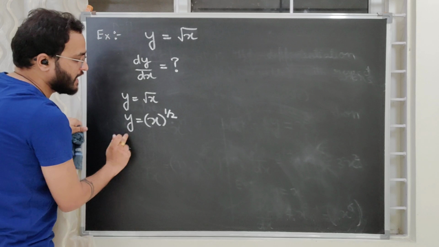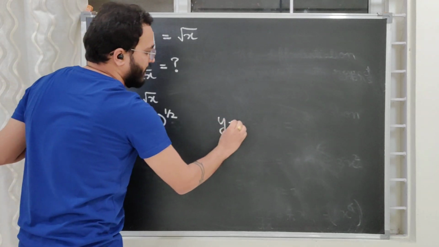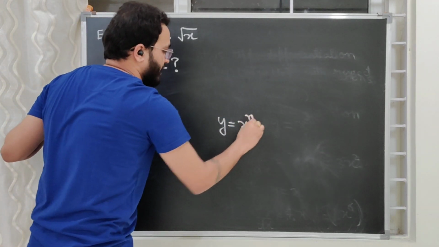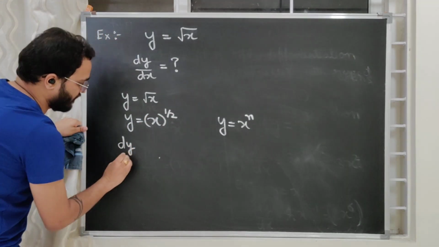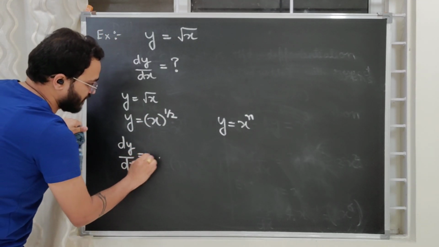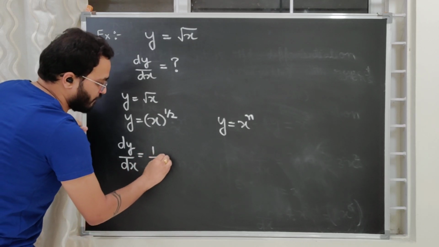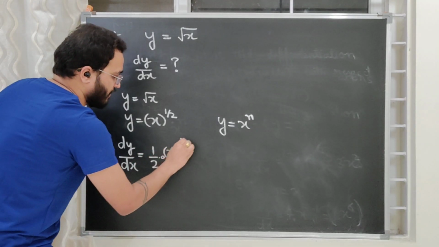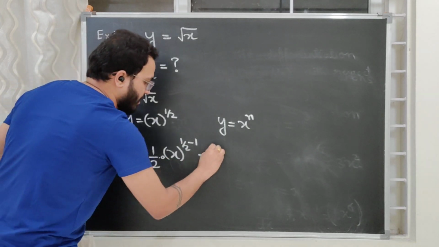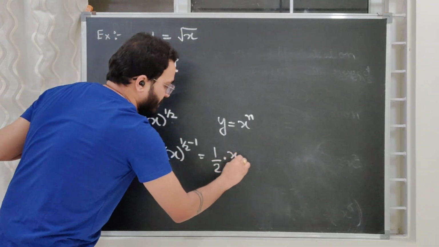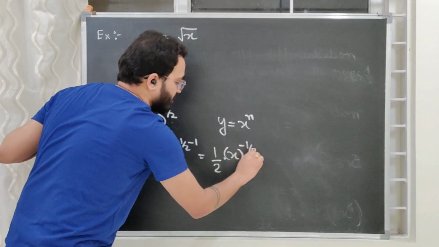Now it clearly matches with this: y is equal to x to the power n. It clearly matches, and now we can apply the formula and say, what is dy by dx? You will say, sir, half will be brought as coefficient, x to the power half minus 1. So what will it become? 1 by 2 into x to the power minus half.